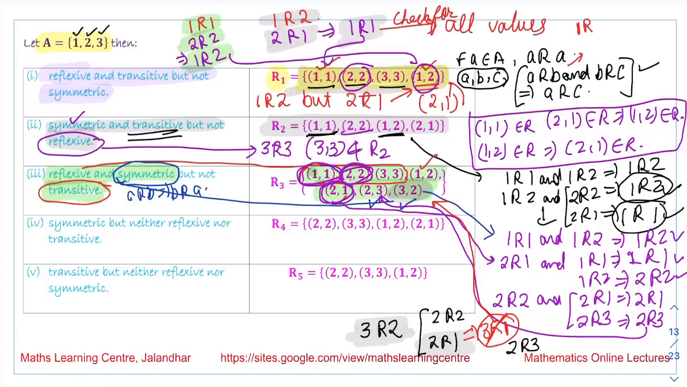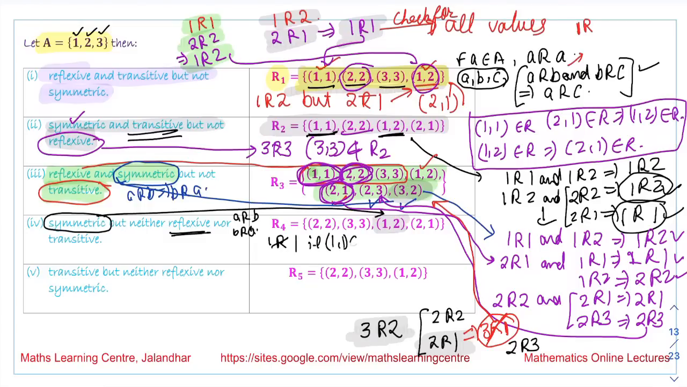Next, we have to give the example of a relation which is symmetric but neither reflexive nor transitive. The relation given to us over here has the element (1,2) and corresponding to it, it has the element (2,1). So clearly this relation is a symmetric relation, that is, if A is related to B, then B is related to A. It is not reflexive because 1 is not related to 1, that is, (1,1) is not an element of R4.